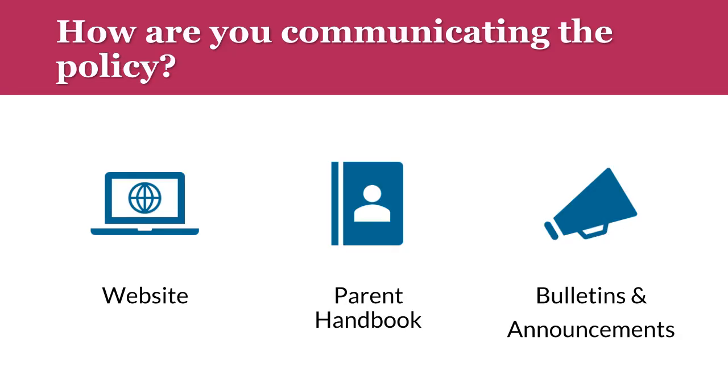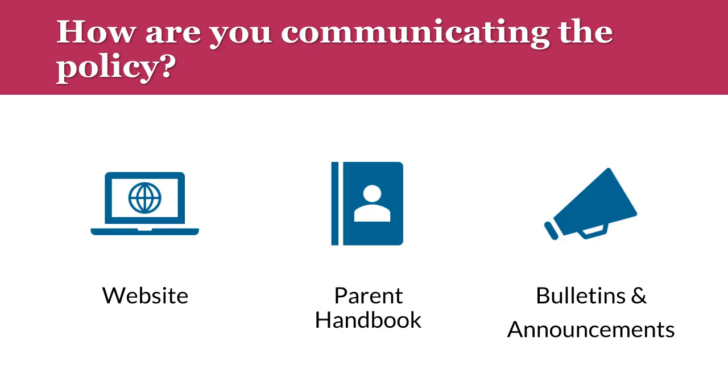Choosing what type of financial assistance to offer is only the first step. Now you need to make it official. That means putting the policy in writing, communicating it to all the families in your program, and making it accessible for current and future families to read and review. We strongly suggest putting the policy on your website, in your parent handbook, and posting it in your facility in a place where all families can see it.